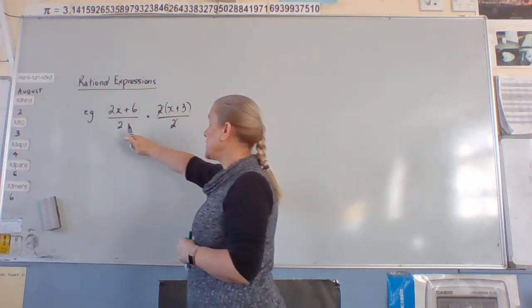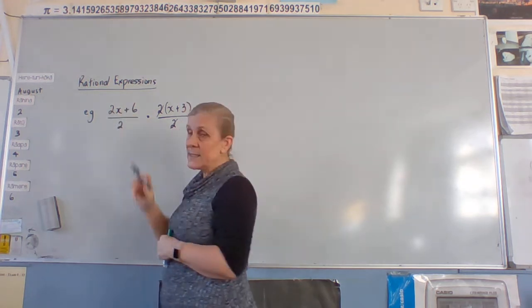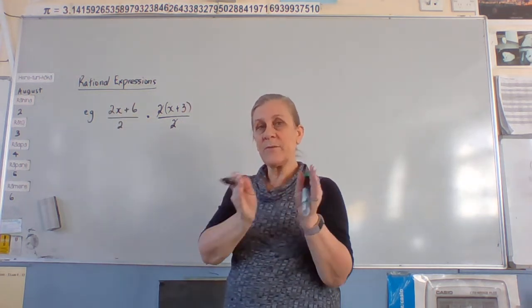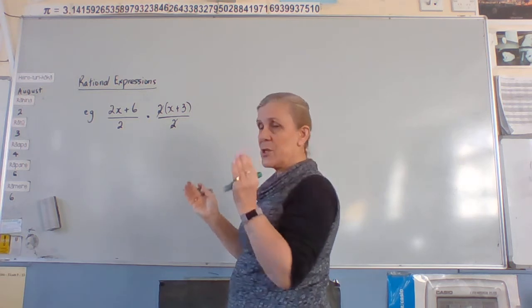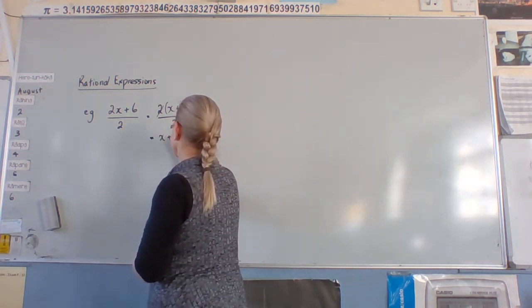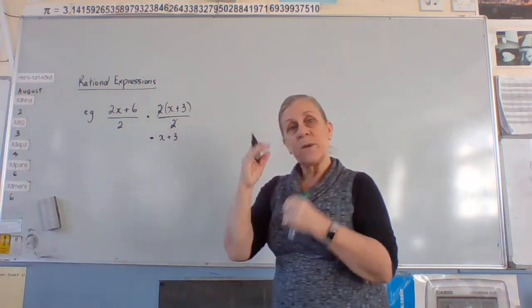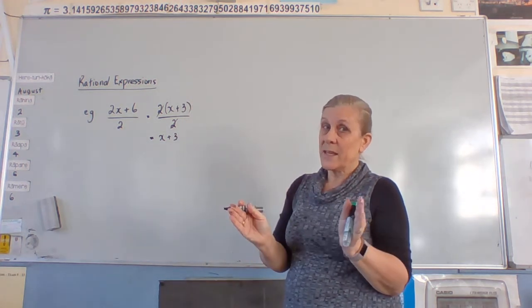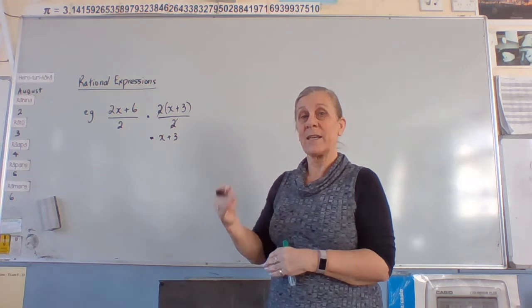Now, it's good enough to be able to go cancel this with this and this, but if you don't cancel with every single part of an expression, then you will be wrong again. So the answer to this is x plus 3. All right? So we need to factorise first. Let's make that a rule. Factorise first, then we can't get it wrong.